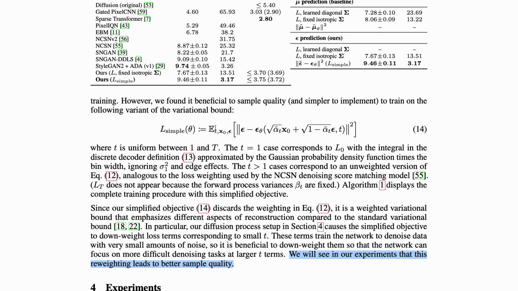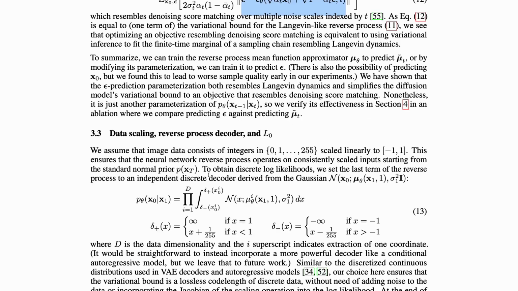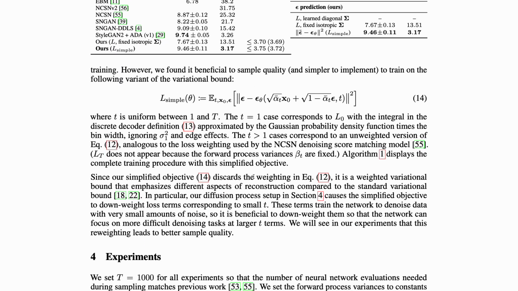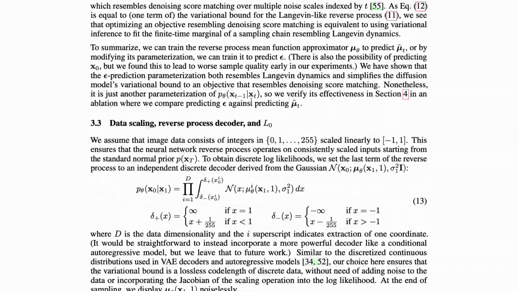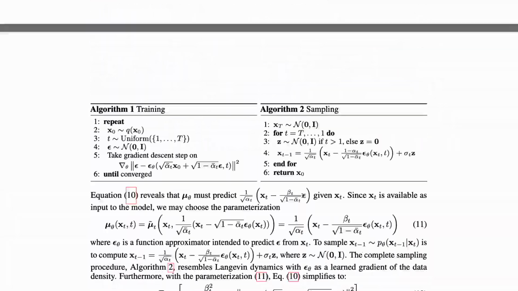So it is saying that whatever weight it was adding here, when we remove this, it weighs this part differently for different t's. And it is actually helpful because the terms for smaller t train the network to denoise data with a very small amount of noise. So smaller t corresponds to a smaller amount of noise. So it is beneficial to downweigh them so that the network can focus on the larger noise, which happens at larger t. Here, larger t means larger noise, less noise in t minus 1.